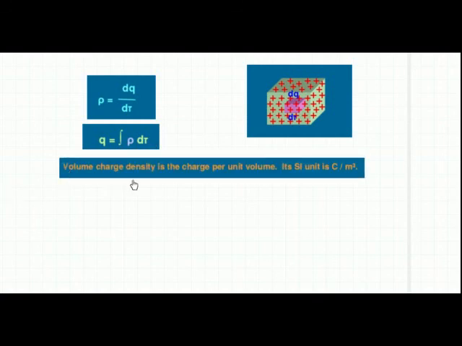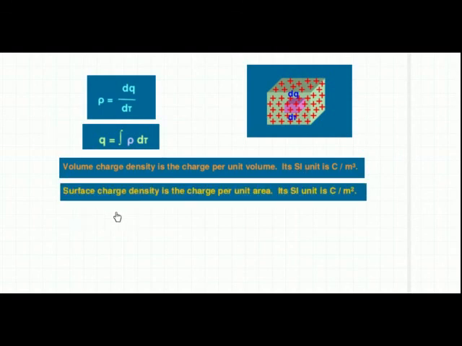So the volume charge density is the charge per unit volume. So rho is equal to dq by d tau, that is charge per unit volume. Similarly, we can define the surface charge density, which is the charge per unit area. In the case of volume charge density, the unit is coulomb per meter cube. For surface charge, it will be coulomb per meter square. Surface charge density is the charge per unit area, and the unit is coulomb per meter square.